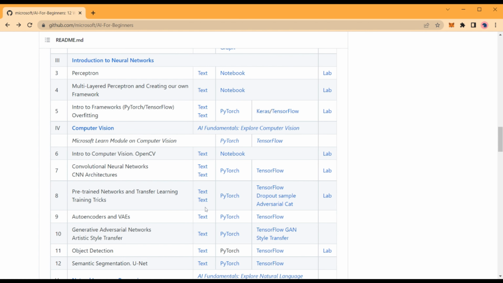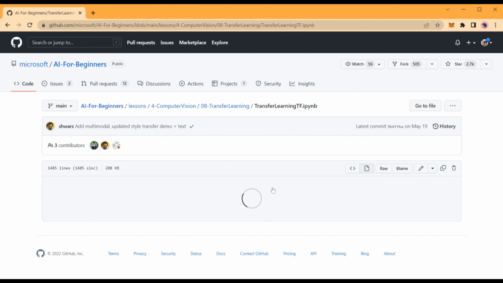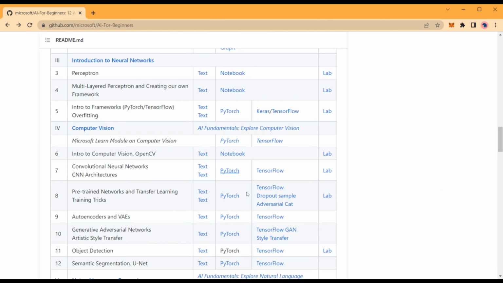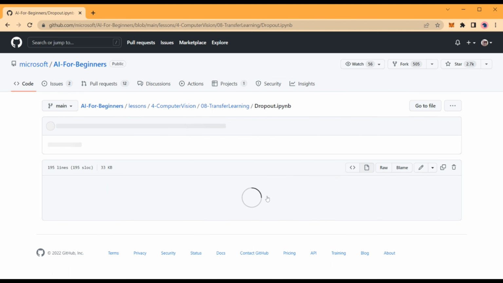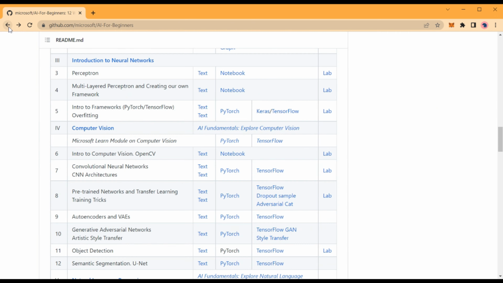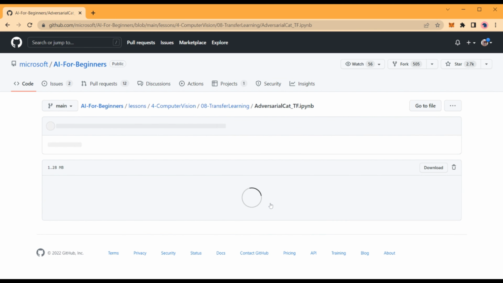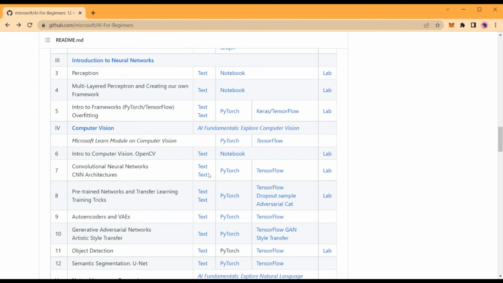Okay, so both of them are readme blocks, learn separately, and then PyTorch, and under TensorFlow there is a TensorFlow Python notebook block. Then there is something, a dropout sample. Okay, all of them will open on your machine. Don't worry, I'm just skipping to save time. Okay, for adversarial, cat dot slash TensorFlow, this is the Python notebook. Okay, at the last we have a lab, so don't forget to attend the lab.